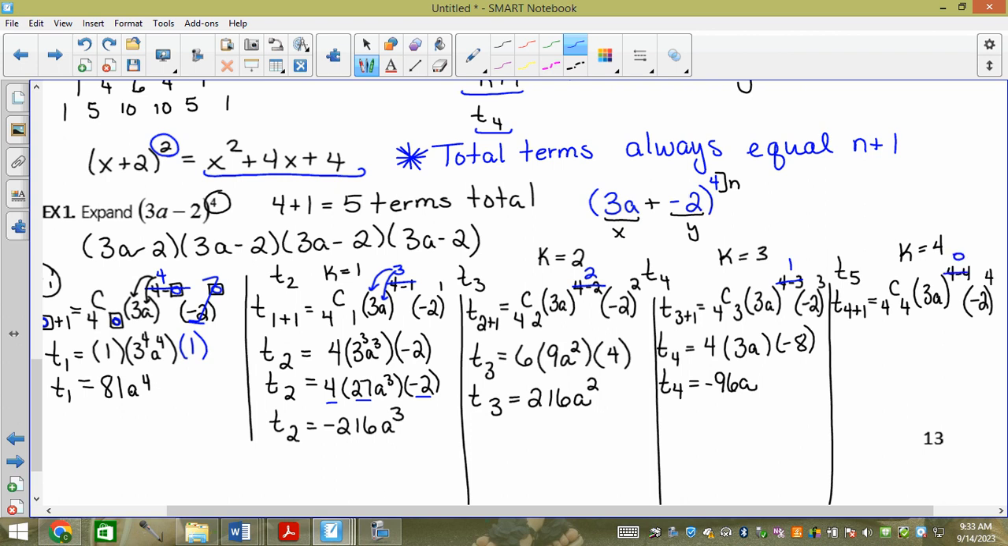What's anything to the power of 0 again? 1. So this whole thing just becomes a 1, right? I get term 5 equals 1 times 1 times 16.